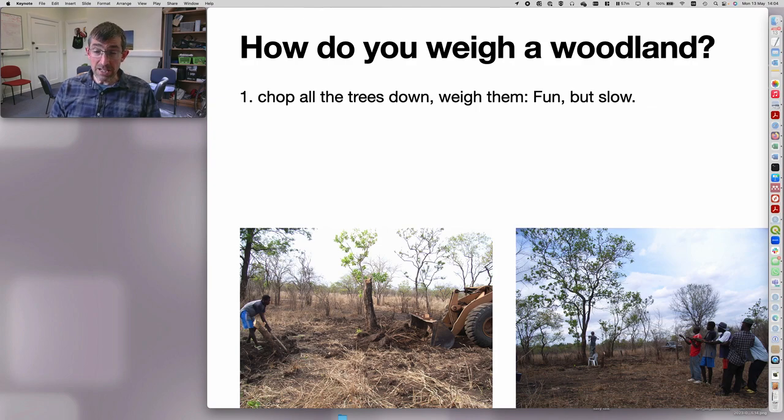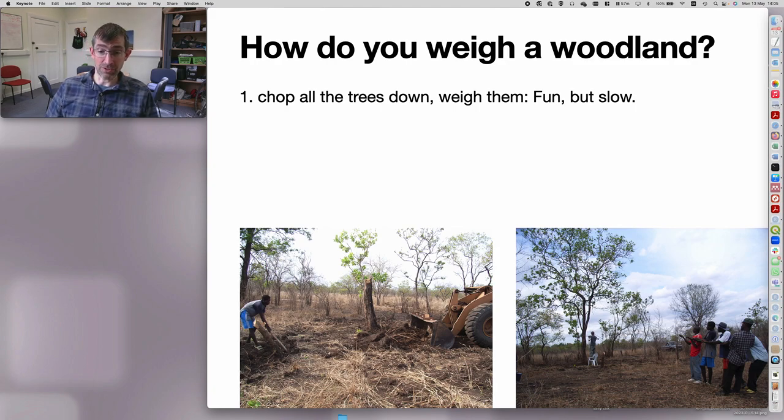Well, if you really want to know how much carbon is in your savanna or your woodland, the easiest thing to do is to dig up all the trees, all their roots, cut them down and weigh them all. And then you will know exactly how much biomass there is in your ecosystem. And as the last slide said, about half the dry biomass is carbon. So you would just chop them all down, like we're doing here, chop them up into little bits, put them on your scales and weigh them. And that can be great fun, but it's not the ideal way of measuring the biomass over large areas. It takes a lot of time.